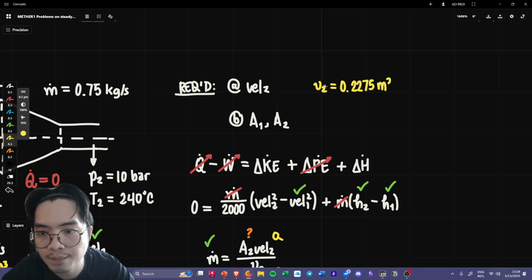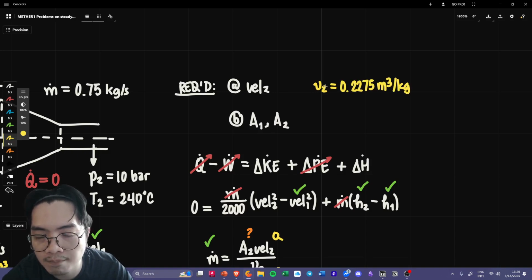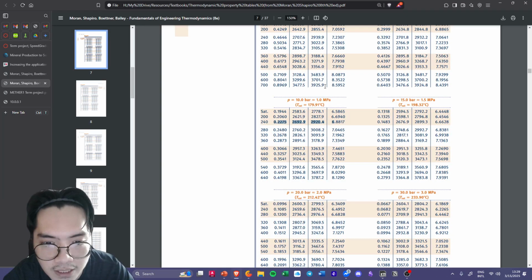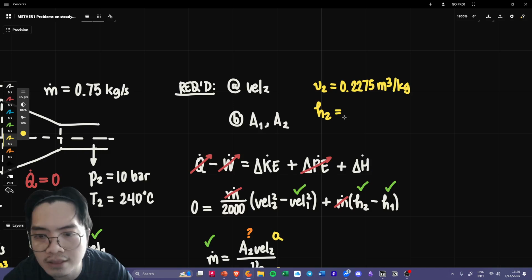0.2275 meter cube per kilogram. And then H2 is going to be 2920.4 kilojoules per kilogram.